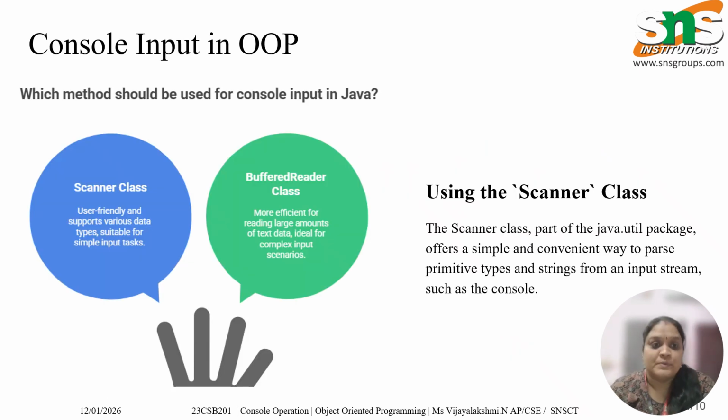Console input in OOPS. Which method should be used for console input in Java? Scanner class, BufferedReader class. The Scanner class is part of the java.util package, which offers a simple and convenient way to parse primitive data types and strings from an input stream, such as the console.